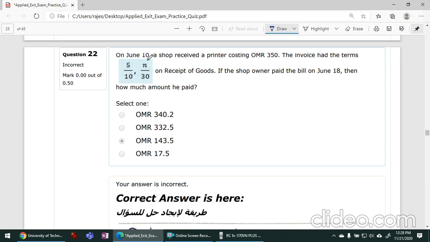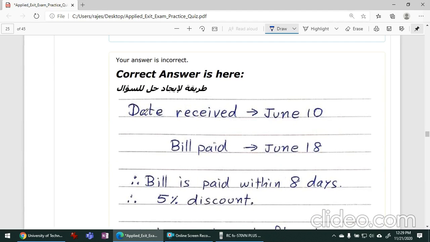Look here. On June 10th he received the printer, he got the printer in his shop. Now on June 18th he paid the amount, that means he gave the money for the printer. Look here, when did he receive it? June 10th. When was the bill paid, when did he pay the money? June 18th. That means the bill is paid within 8 days, so it took 8 days.